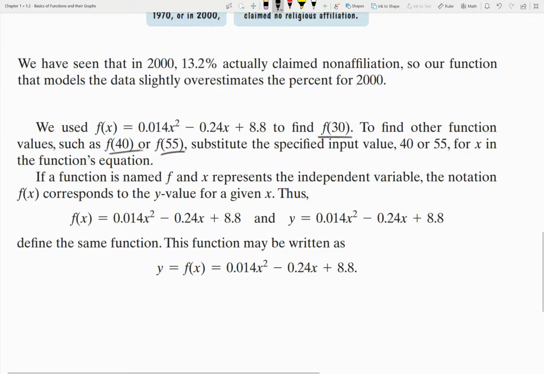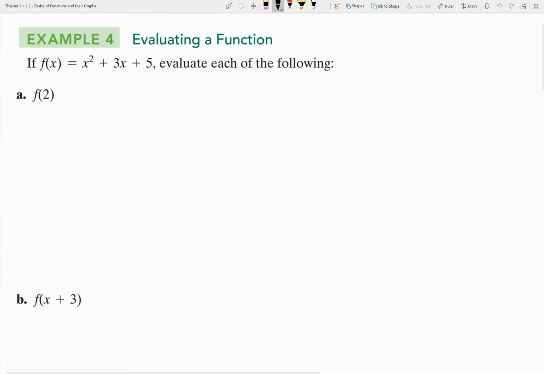So if the function is named f and x represents the independent variable, then you could always switch this to y and have the dependent variable. Basically, what this means is that y is the output, the dependent variable. It means the same thing as f of x. So we can usually interchange those as we see fit.